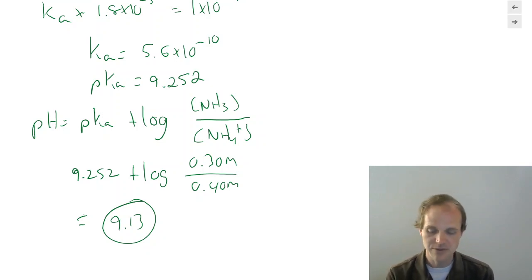So most people will use this shortcut of just converting your base into an acid, but you can do the whole ICE table if you really want to. If you forget and you can't think of it, I'm never going to require you to use the Henderson-Hasselbalch equation. You can always do it the hard way, but the Henderson-Hasselbalch equation is usually the easier way.